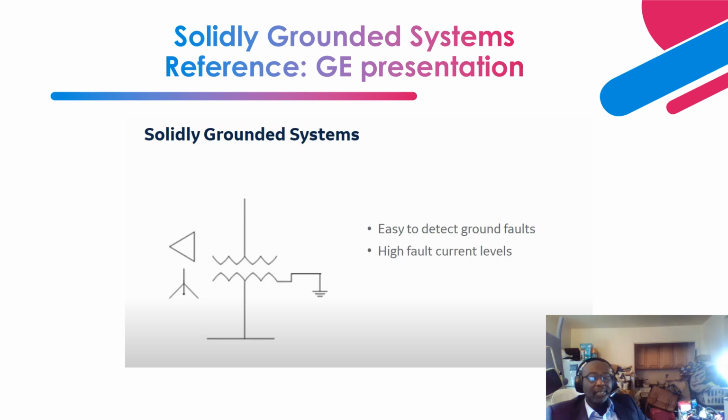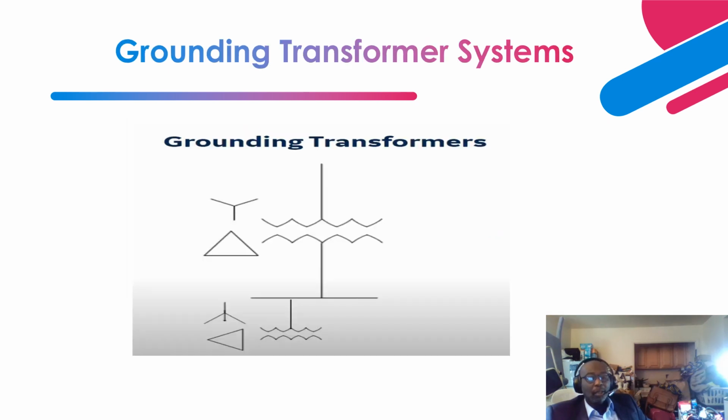So this is an example of a solidly grounded transformer. As you can see over here, the wye connected winding is connected to ground without any impedance in its path. And in the previous slide, I made mention of all the attributes that are associated with a solid grounded system.